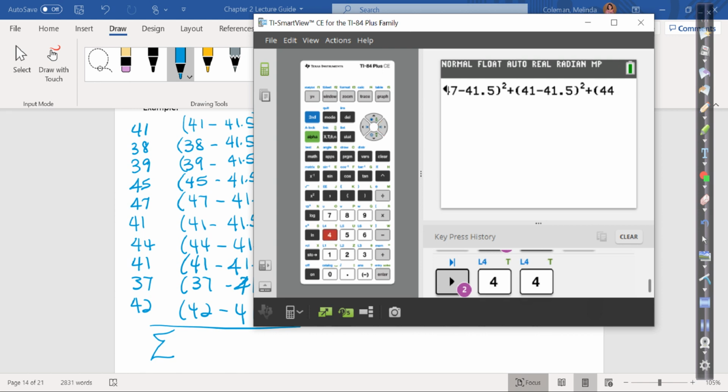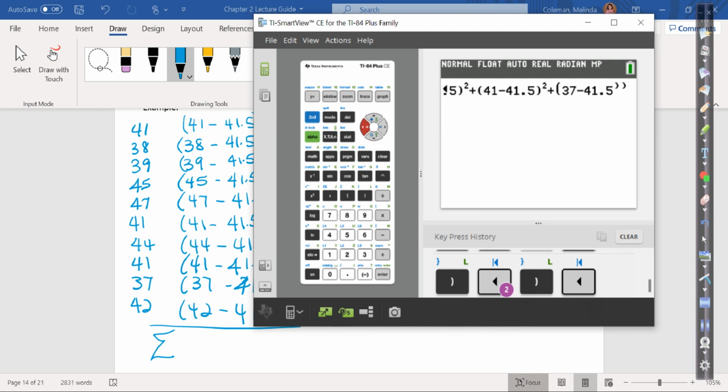44 minus 41.5 squared plus 41 minus 41.5 squared plus 37 minus 41.5 squared, oh goodness. Delete that.